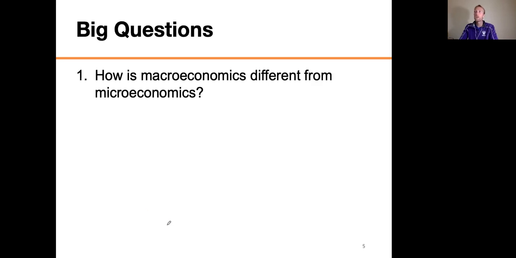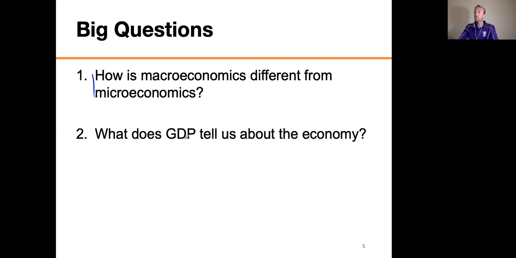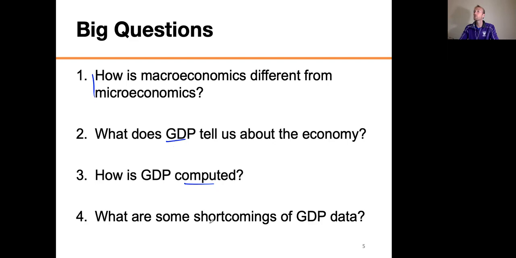Okay, so the big questions we'll be studying in this chapter are: how is macro different than micro? And of course, this big question about GDP. What really does GDP tell us about the economy? And how is GDP computed? That's really important. It's important to know how it's computed. We'll also ask what are some shortcomings, or when does GDP not work so great? We throw it around as kind of like the be-all, end-all, but is it really that great? We'll talk about it a little bit further.